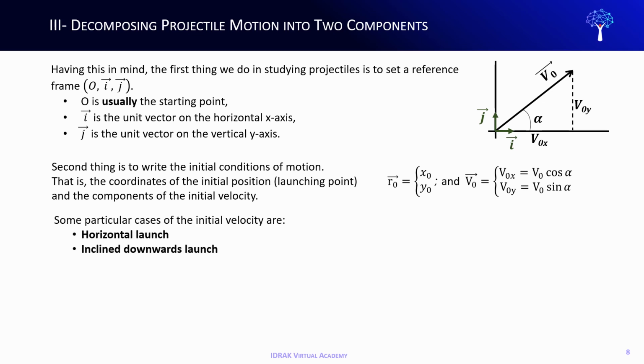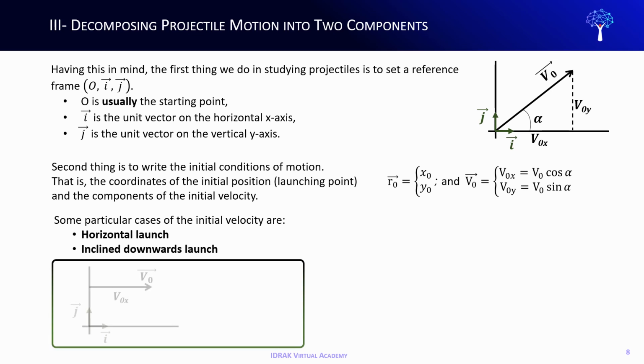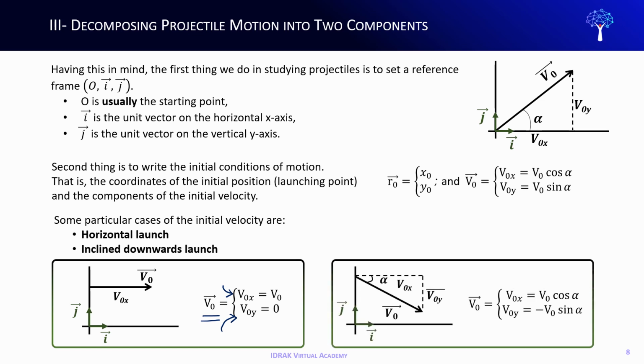Some other particular cases of launching a projectile are horizontal launch and inclined launch downwards. Now, horizontal launch is important. Inclined downwards launch isn't of great importance. What's the difference between these two? In horizontal launch, the initial velocity has only one component, which is on the x-axis, on the horizontal, while its v0y is 0. On the other hand, the inclined downwards launch has something important, which is its initial speed on y is minus v0 sine alpha.